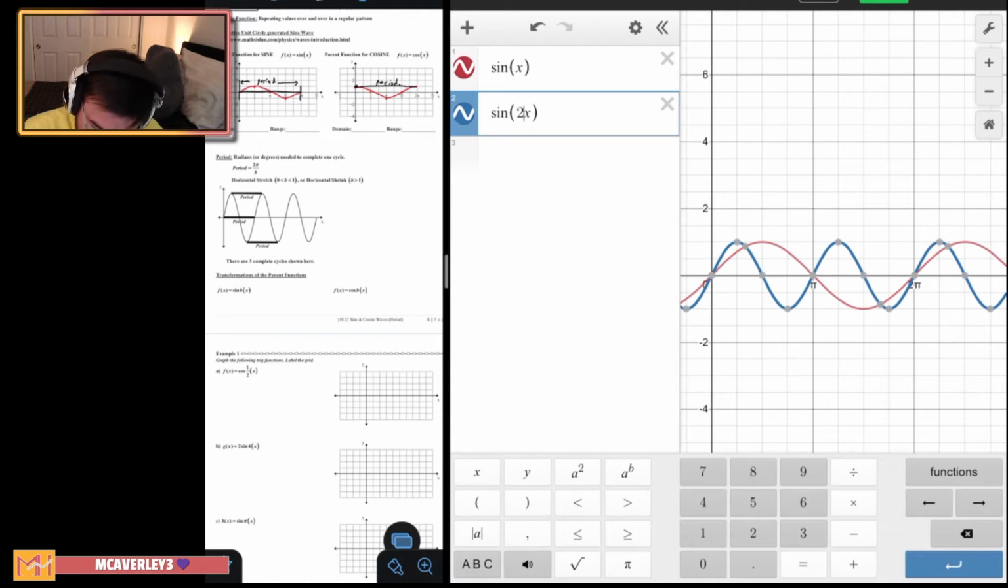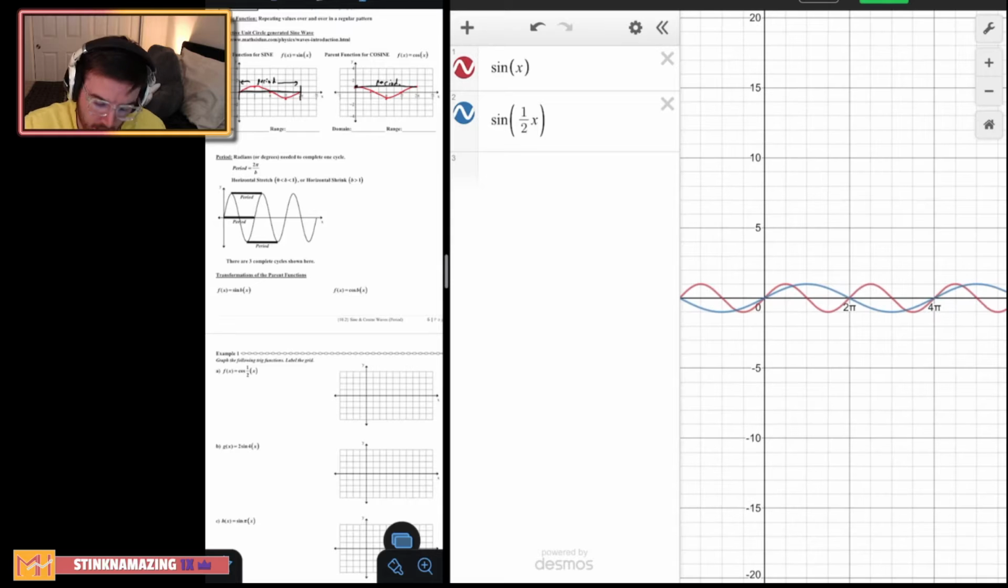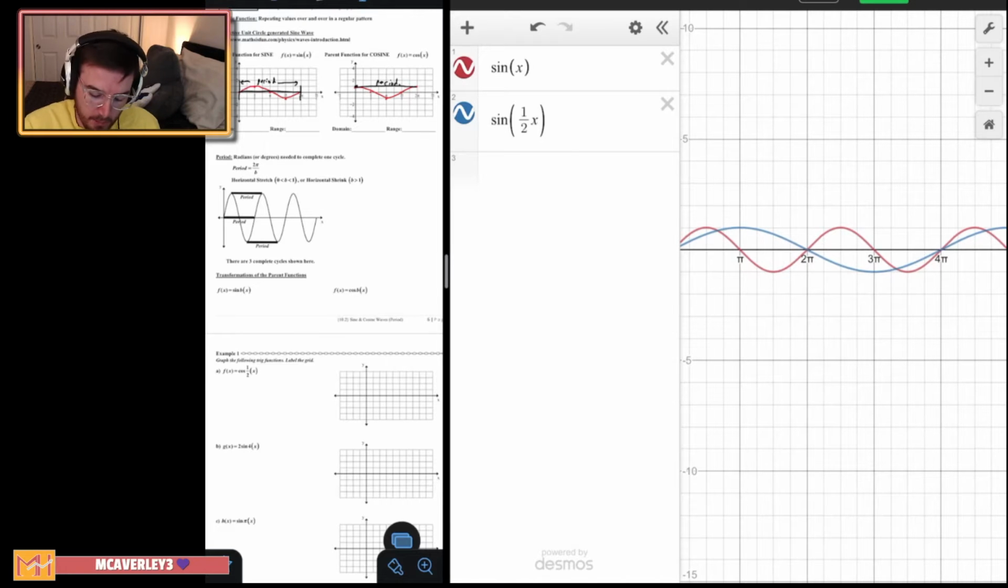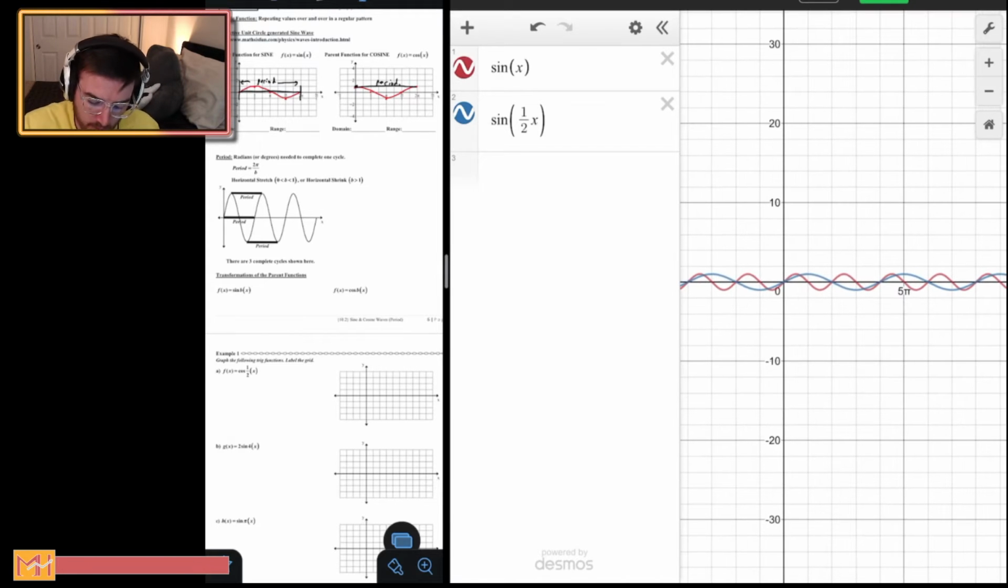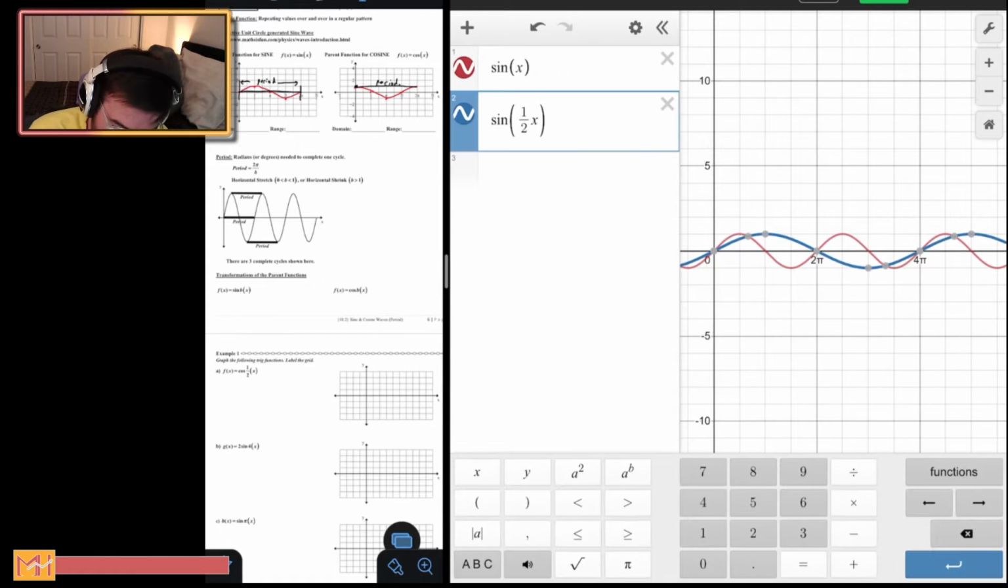I could type a half here instead. And now look, it's longer. It's taking longer to perform that curve. It starts at 0 and the curve doesn't end until 4 pi. It goes up slowly, down slowly. So we're changing the period here. I hope you see what I'm stressing there, right? It either goes up and down quick or slowly. And so we're changing the period.